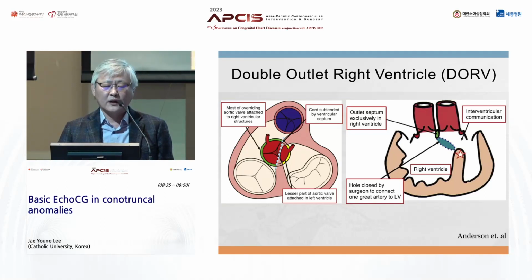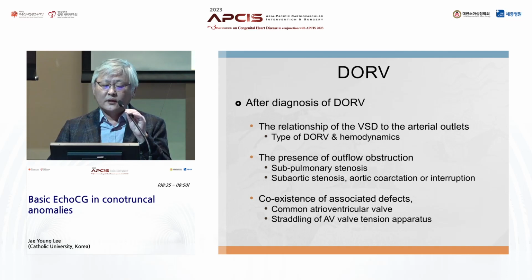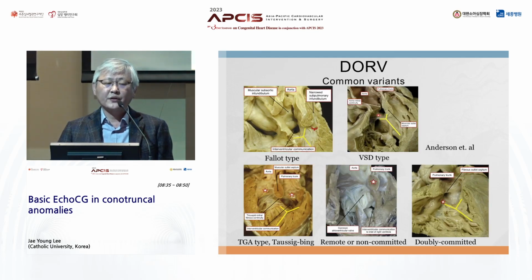And next, the double outlet right ventricle. You all know that the majority of the overriding valve is attached to the right ventricle. This is double outlet right ventricle, and the conceptual cartoon shows the LV and RV, with two great arteries arising from the right ventricle. The relation of the VSD to the great arteries, the outflow tract, is very important to type DORV and know the hemodynamics. And common variants are as follows.